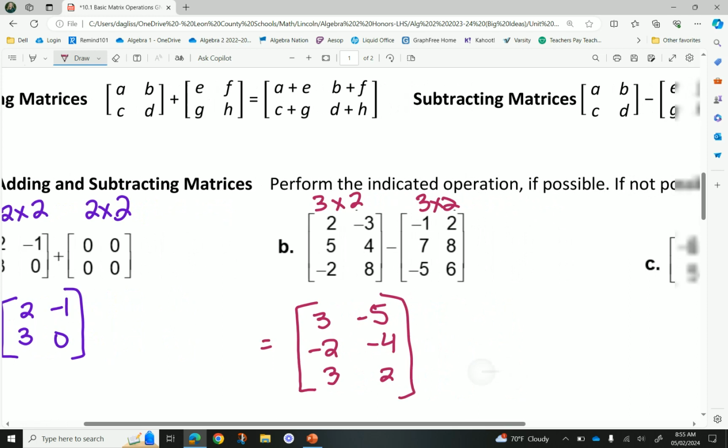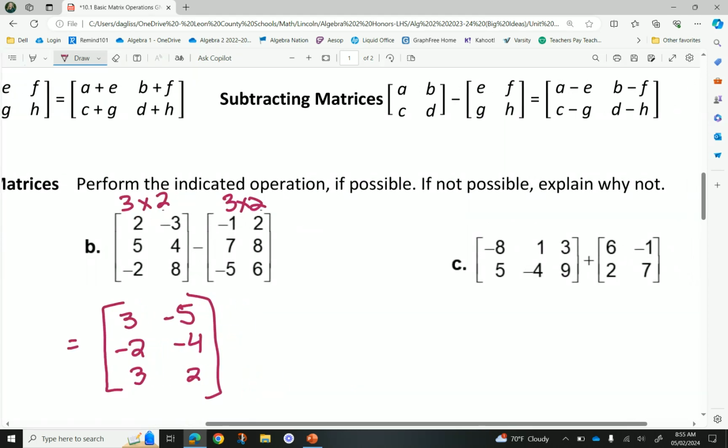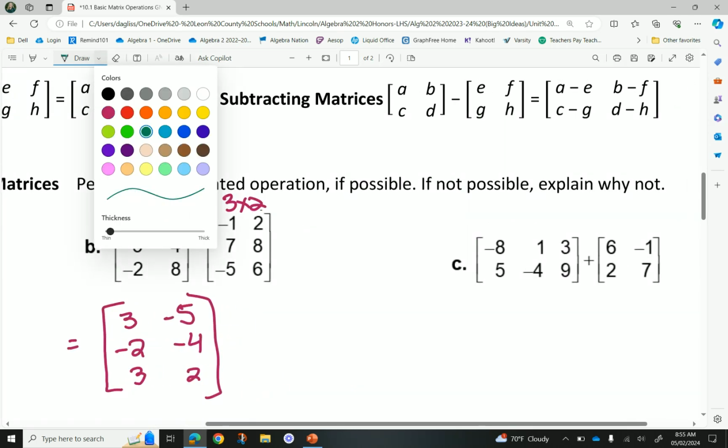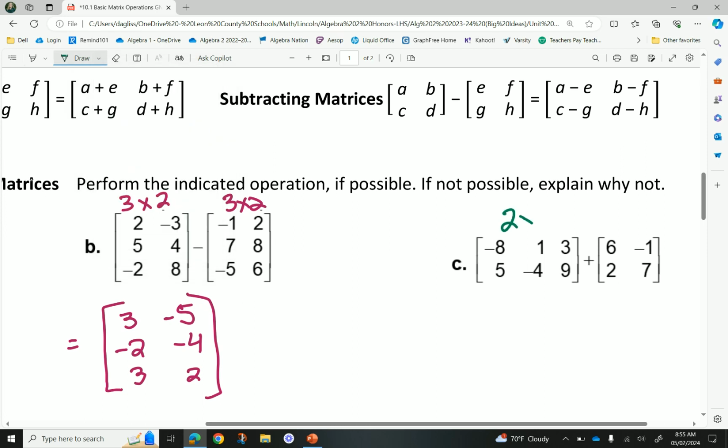Taylor, what are the dimensions of my first matrix in matrix C? Yes. Kennedy, what about the second matrix? 2 by 2. So Isaac, can I add these together? No. Are they the same? Nope, this one is not possible. Not possible. Dimensions are different.